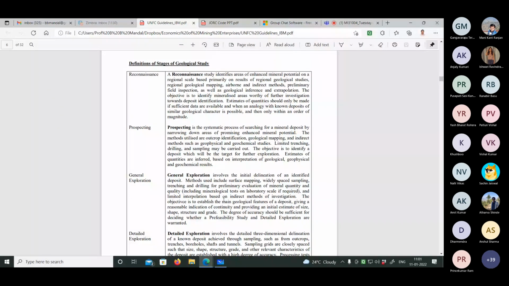The best is 111. Yes. So here, detailed exploration is 1. Then this is 2, then this is 3, this is 4. Okay. So the worst is 334. Okay, EFG.